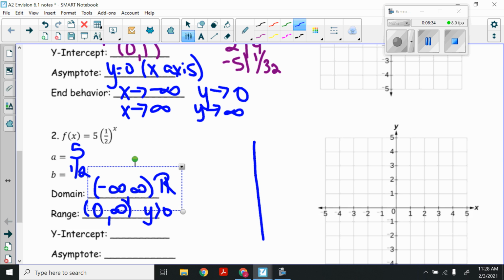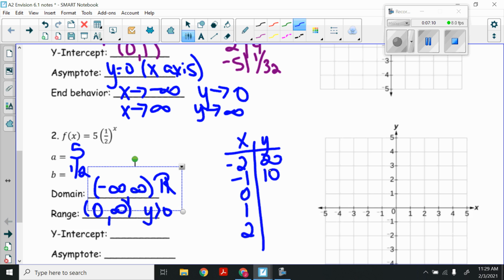Okay, let's make an xy table here of this one and see what happens. Again, we're going to pick -2, -1, 0, 1, and 2. So if I plug in -2, 1/2 to the -2 power becomes 2/1 squared, right? So I would have to flip that. So that becomes 4. 4 times 5 is 20. 1/2 to the -1 power, again I would flip that, and that would become 2 to the first power, which is 2. 2 times 5 is 10.